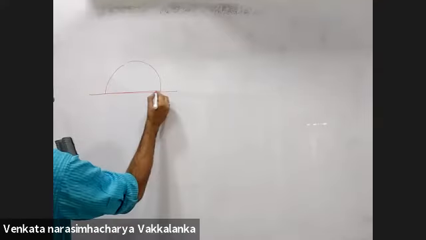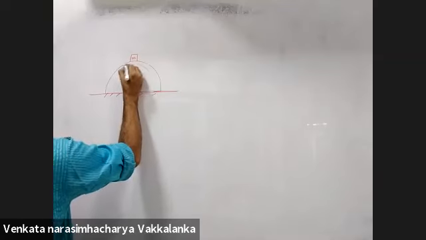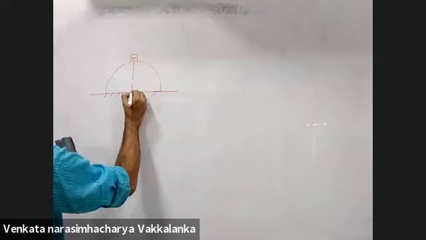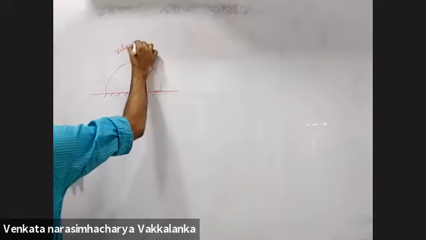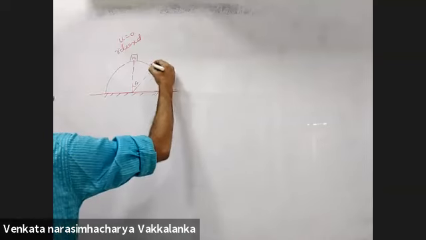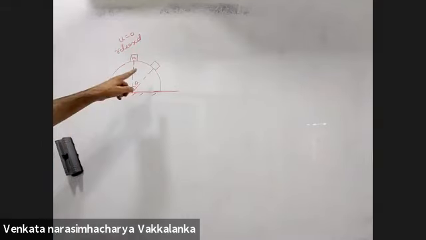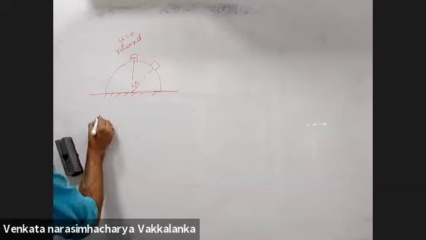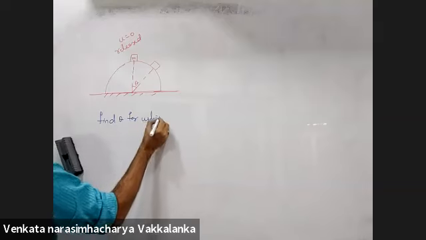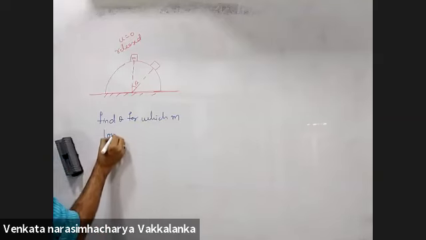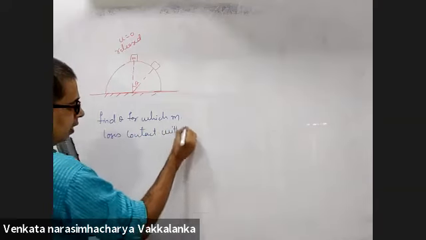This is a smooth hemisphere which is fixed. Small m is released from here. Released means velocity is zero. Find the value of theta at which small m loses contact with the hemisphere.